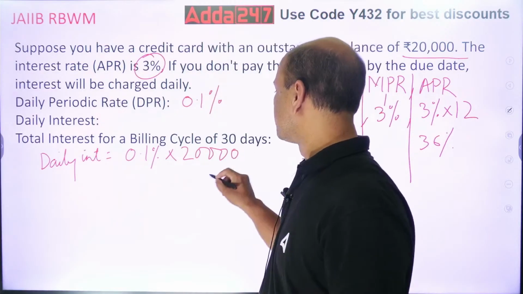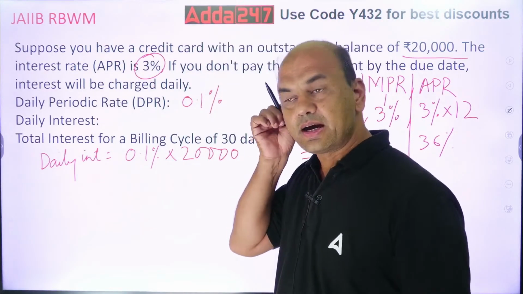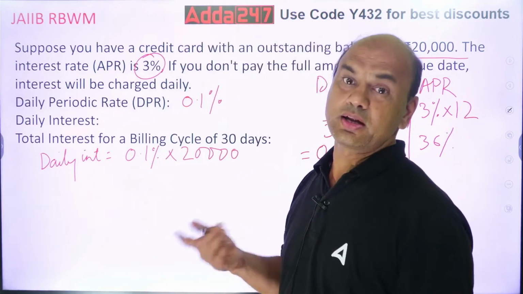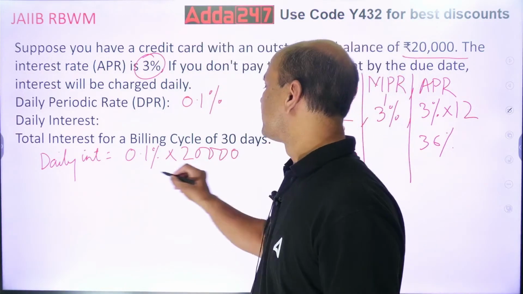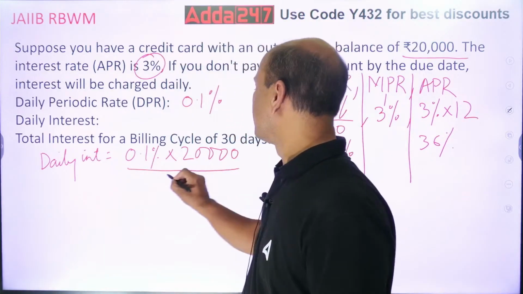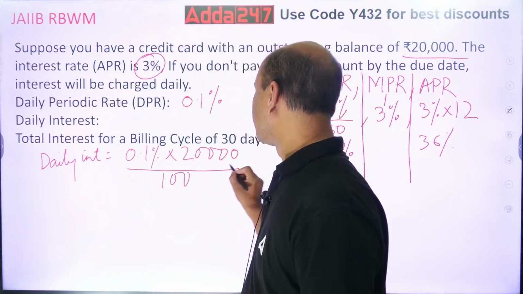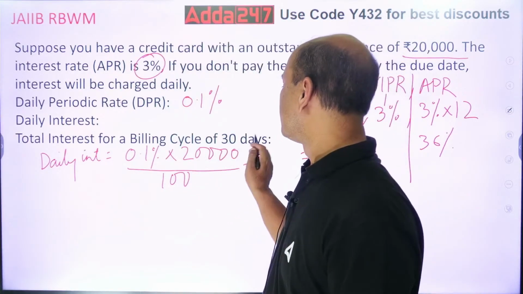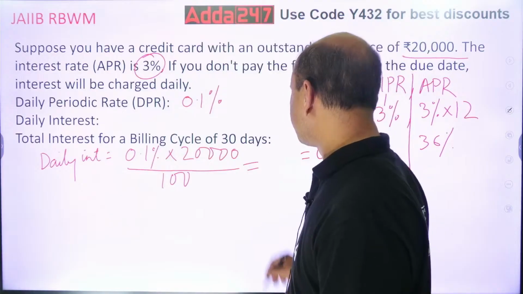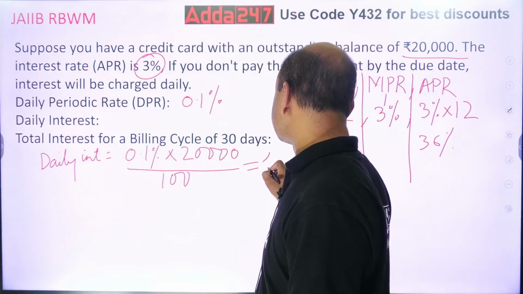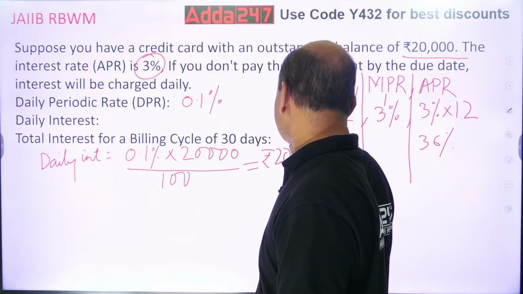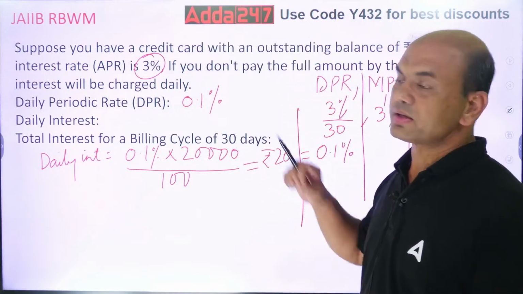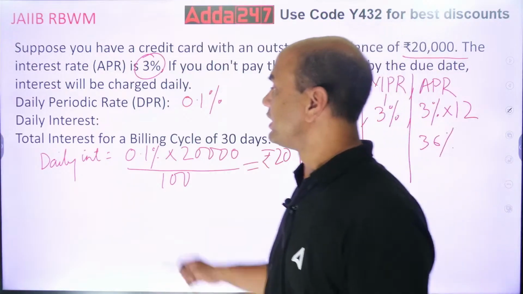So P is 20,000, R is 0.1, and what about the N? N is 1 day. I want it daily. So mark it 1, leave it. Upon 100. So now get it. What is the answer? 200 into 0.1, right? So it is 20 rupees. This much is your daily interest if you are having 20,000 as outstanding.